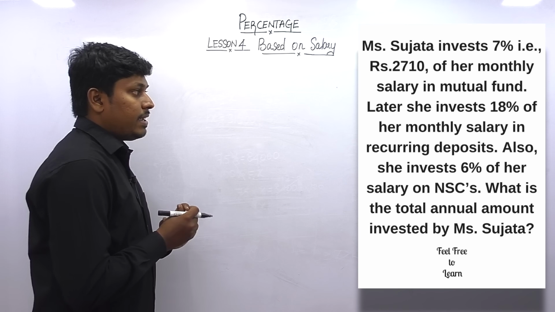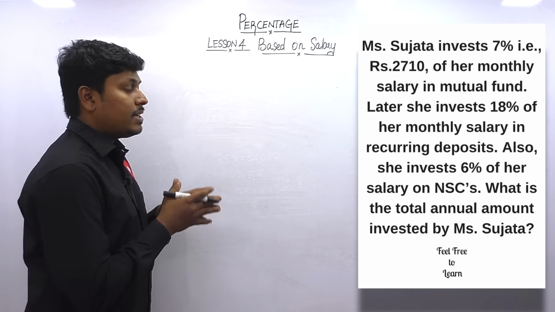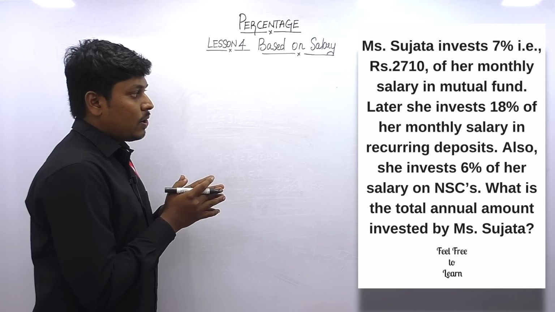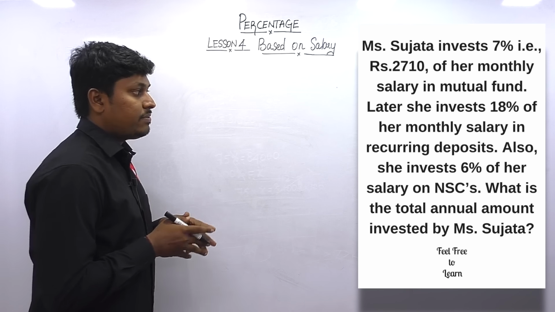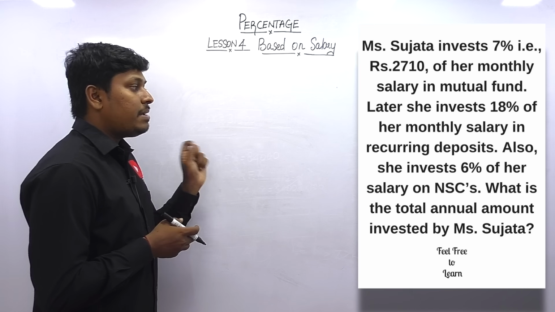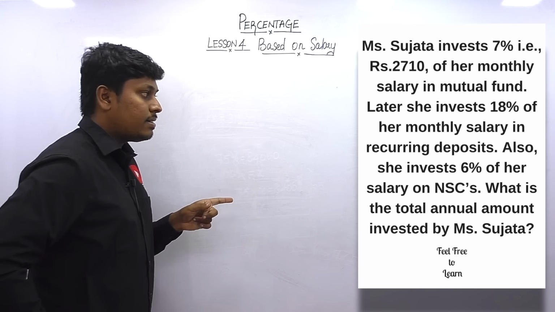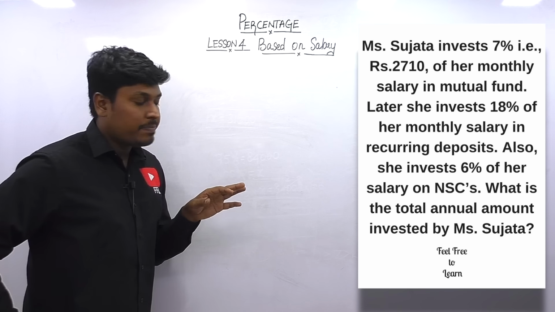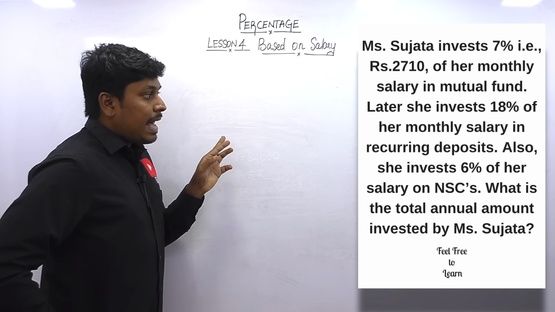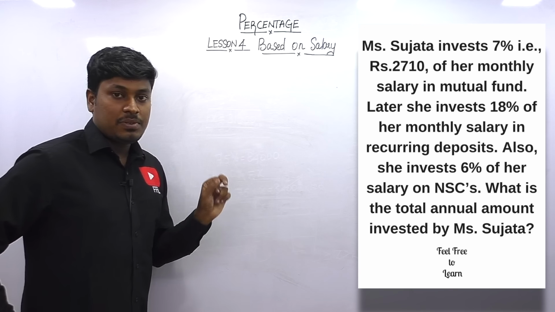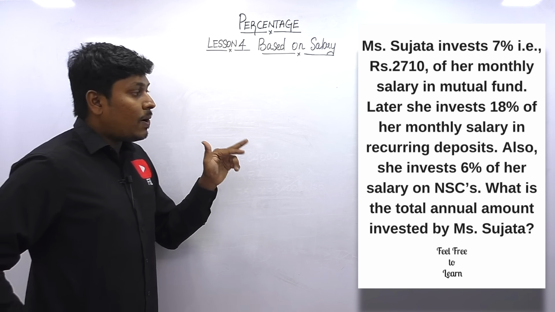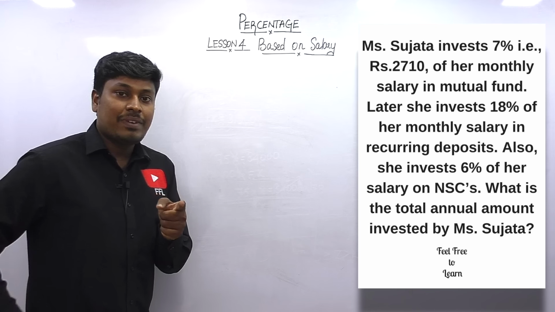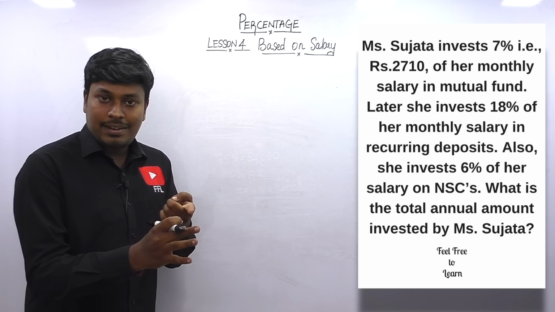Question number 5. Ms. Sujata invests 7%, that is 2,710, of her monthly salary in mutual fund. Later she invests 18% of monthly salary in RD and also invests 6% of her salary in NSC. So what is the total annual amount invested by Ms. Sujata? Interesting question.